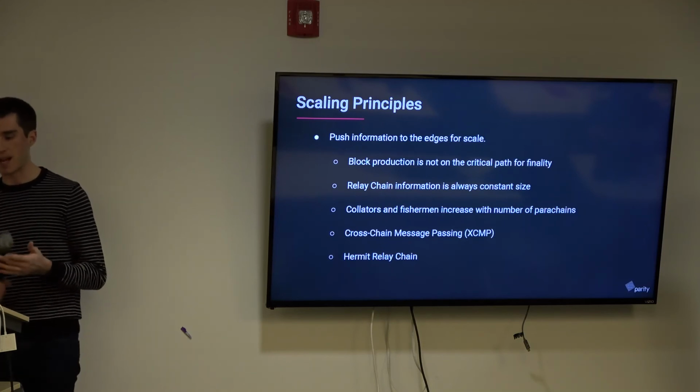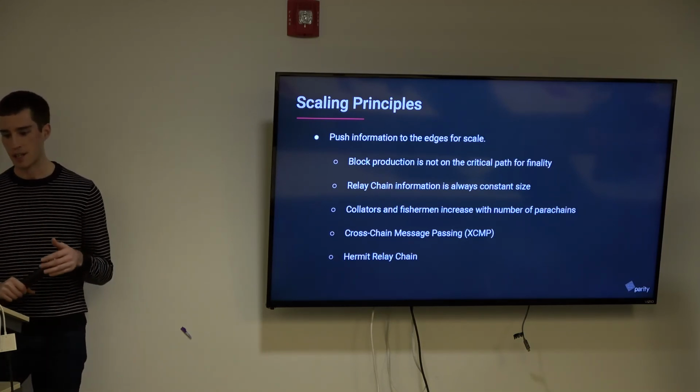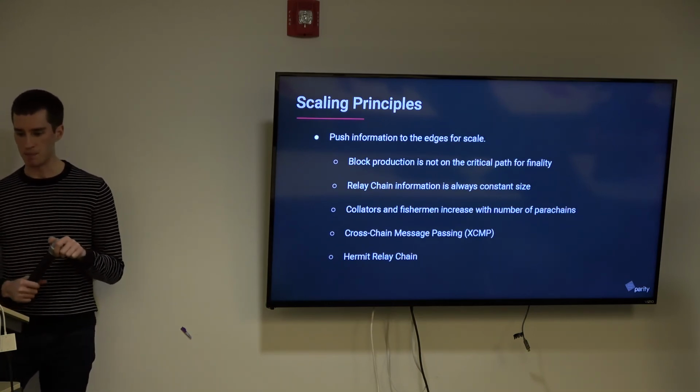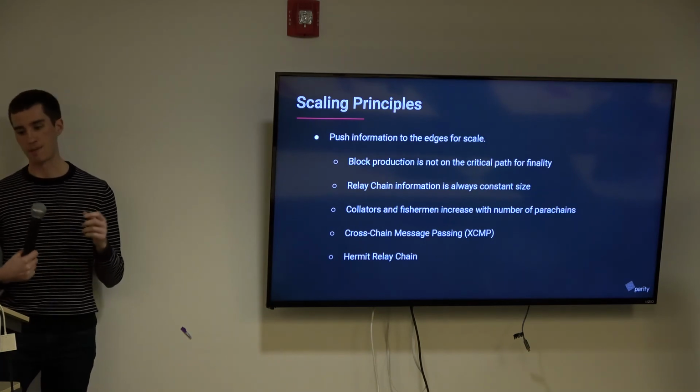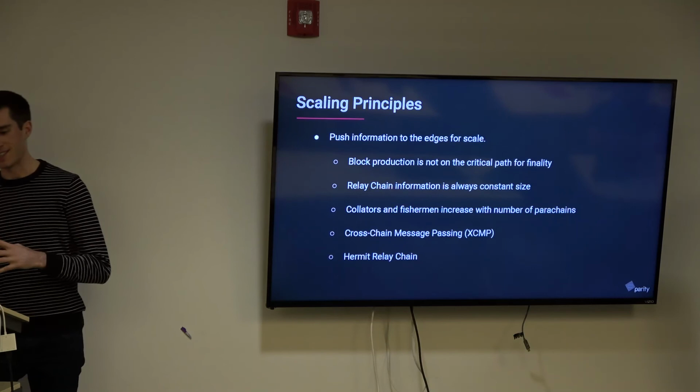The cross-chain message passing, we talked about this a little bit. All the messages are going outside the relay chain. Only the message routes are going to the candidate receipts. And then the fun one is the hermit relay chain, where we just basically make Polkadot a parachain itself.